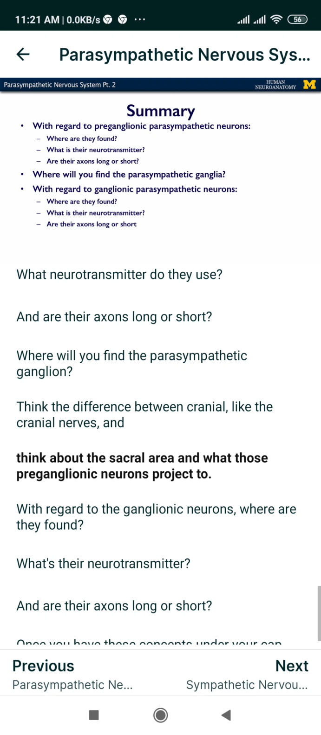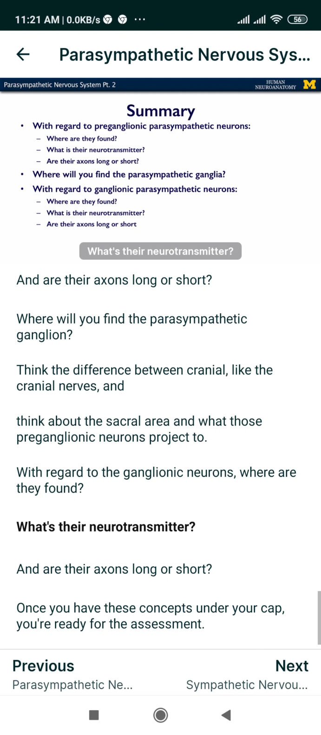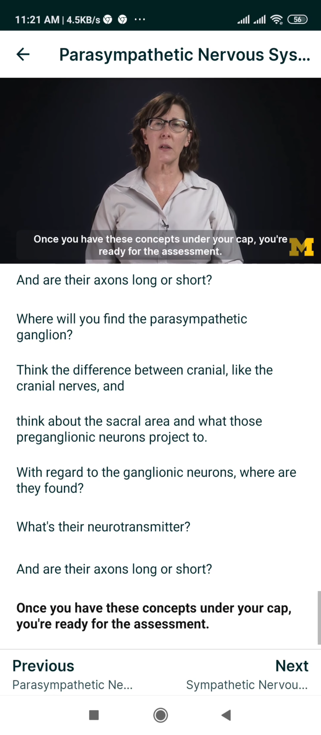project to. With regard to the ganglionic neurons, where are they found? What's their neurotransmitter? And are their axons long or short? Once you have these concepts under your cap, you're ready for the assessment.